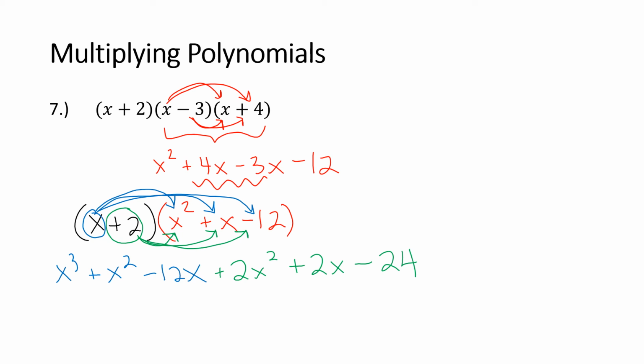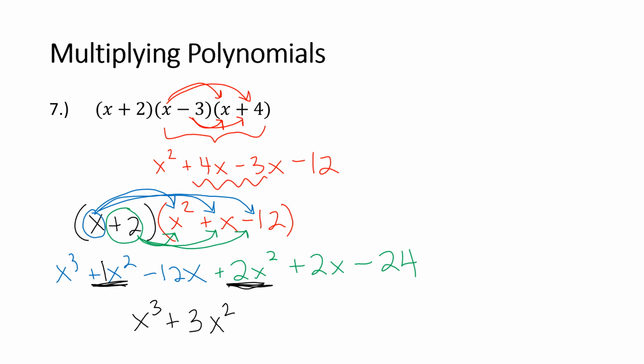Now that we're done with all of our multiplication, we're going to go through and just combine like terms. So my final answer, I'm going to bring down the x cubed. I'm going to go through and put my x squareds together. So I see an x squared here plus 2x squared. So that's 1 plus 2 is 3x squared.